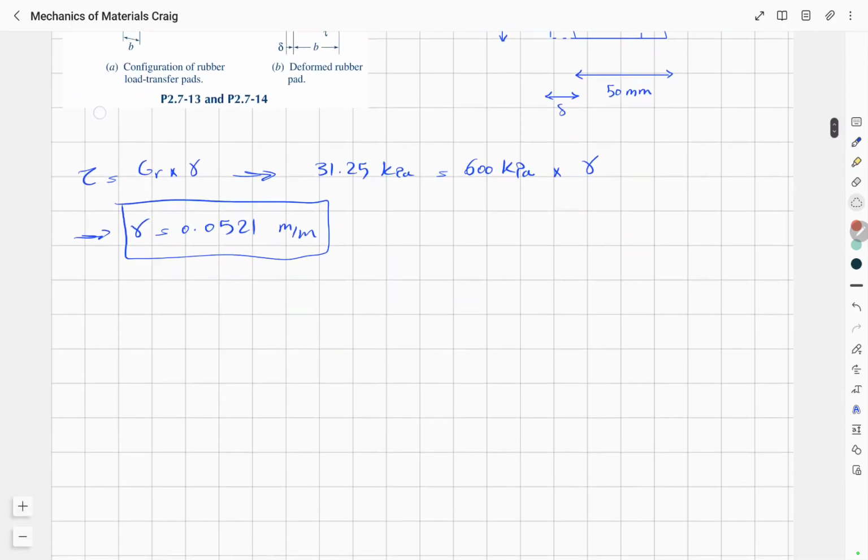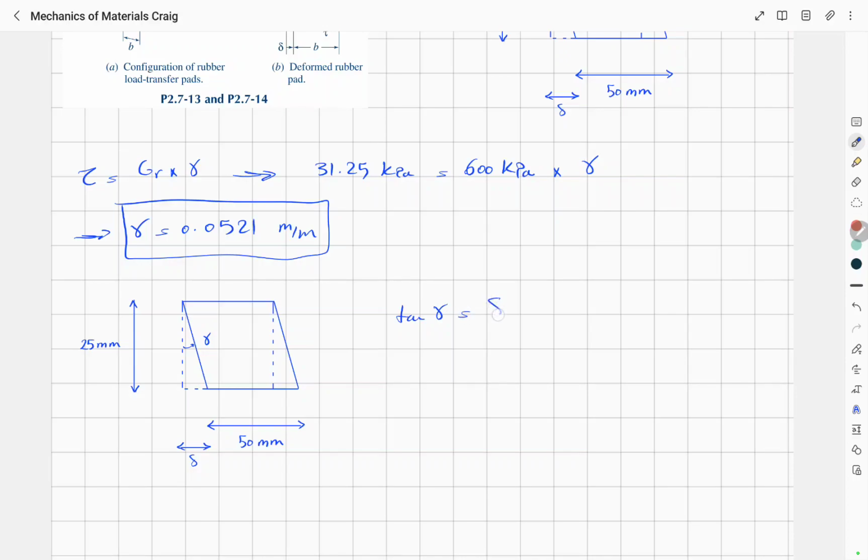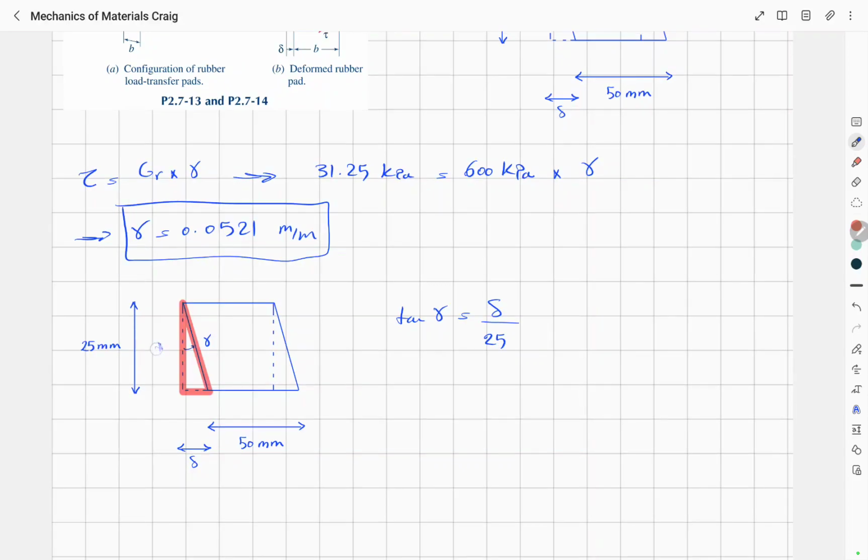And finally, for the last part, we can say tangent of gamma is equal to delta divided by 25 in this triangle shown here. And since the magnitude of this gamma is very small, we can use this approximation that tangent of gamma is approximately equal to gamma. So using these, we can say delta divided by 25 is approximately equal to gamma, or 0.0521. So delta would approximately be equal to 1.3021 millimeters.